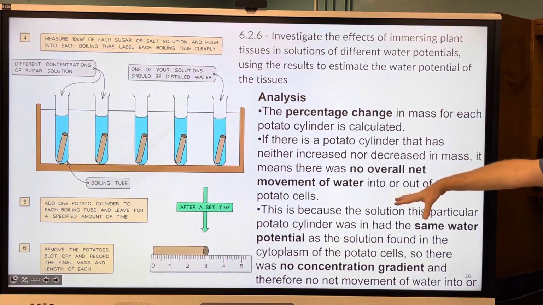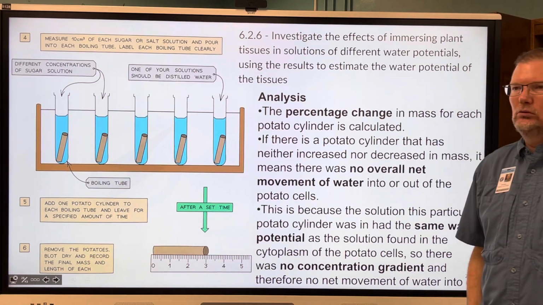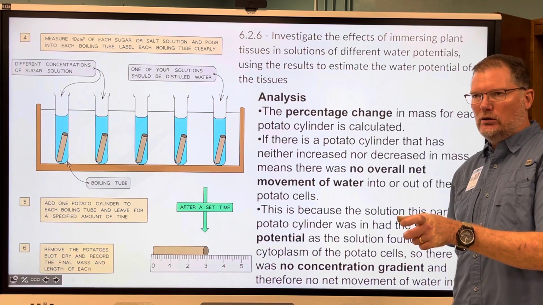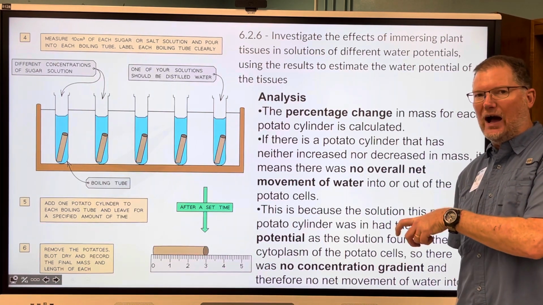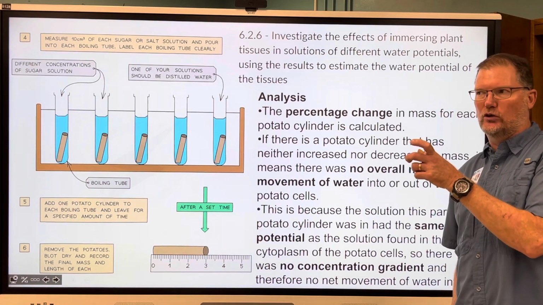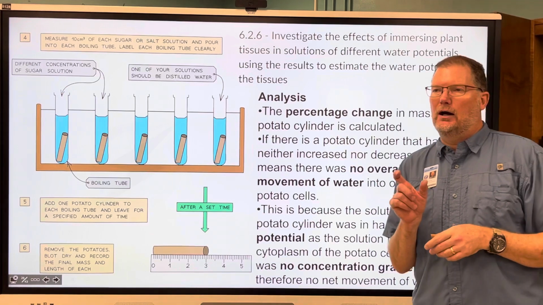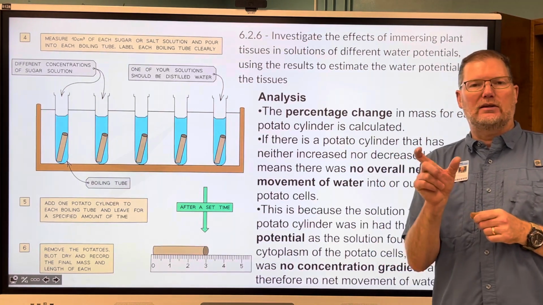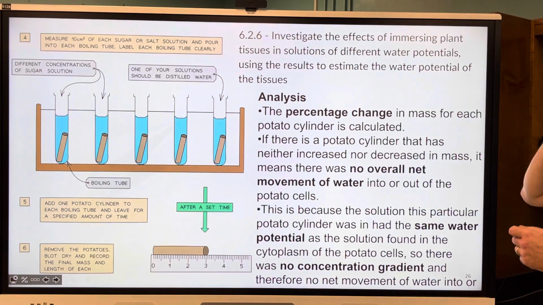So the analysis is here. The percentage change in mass for each potato cylinder is calculated. So before and after, and then you divide, and then you multiply by 100. So we've done this before, percentage change. You subtract, and then you divide, and then you multiply. I'll show you that on the next slide, okay?